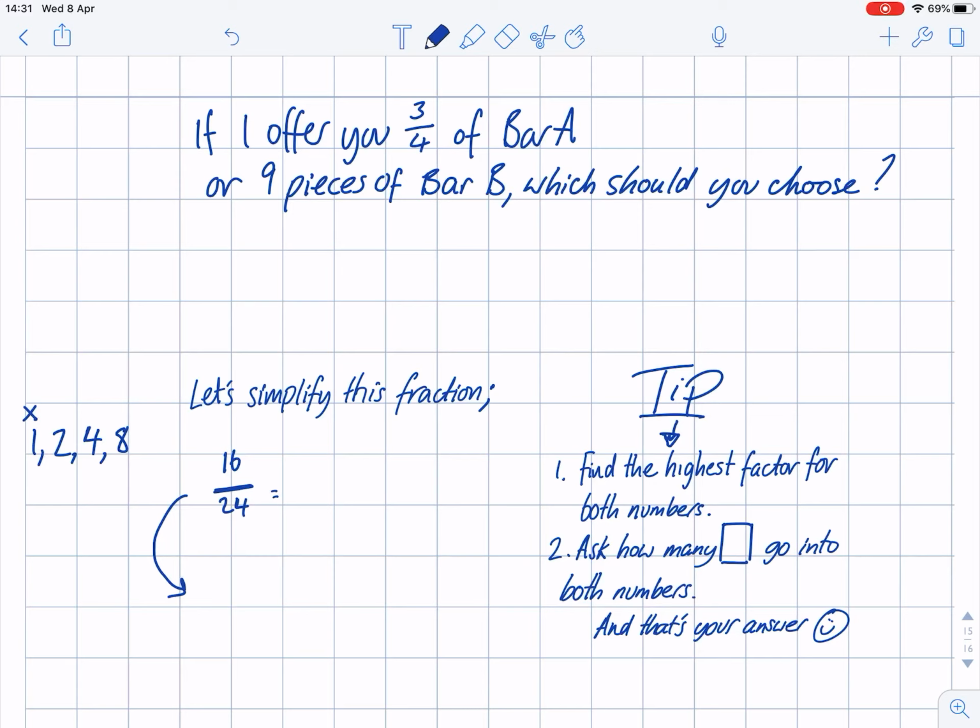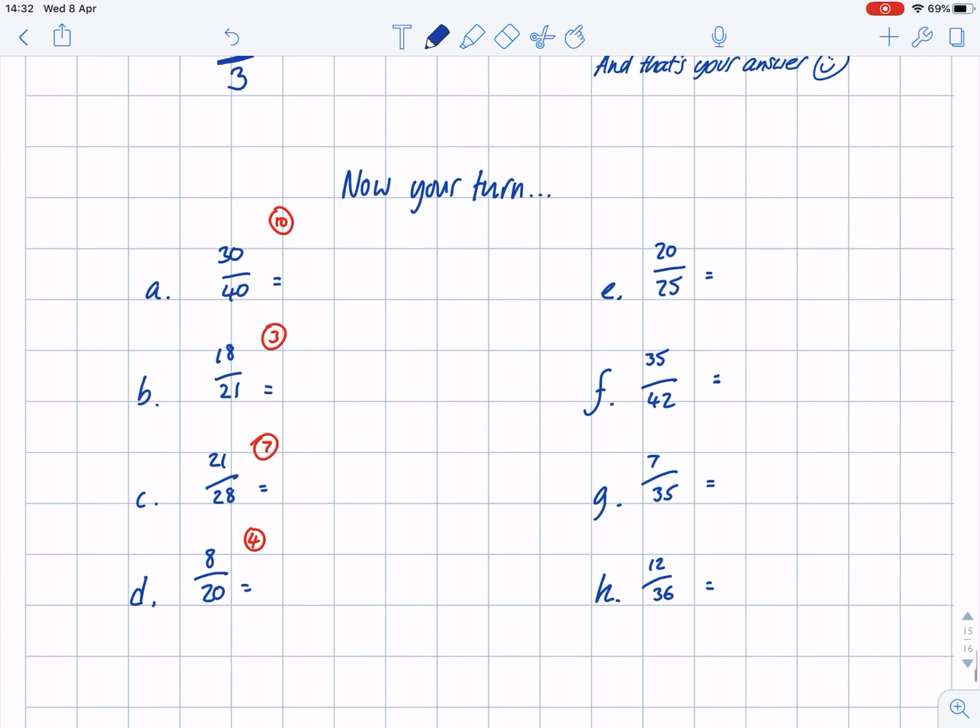And remember, you need to choose the highest factor for both numbers. So that'll be 8. So the first question here, you can see the tip on the right-hand side. Find the highest factor for both numbers. Fab, we've done that. That's the 8. Now we need to ask ourselves, how many 8s go into both numbers? So I'll put it underneath here. How many 8s go into 24? It's 3. And how many 8s go into 16 is 2. So you've simplified 16/24 into 2/3. You haven't changed the size of the fraction, you've just simplified it and made it easier to say. We'll explain that again tomorrow, just to make sure you understand it.